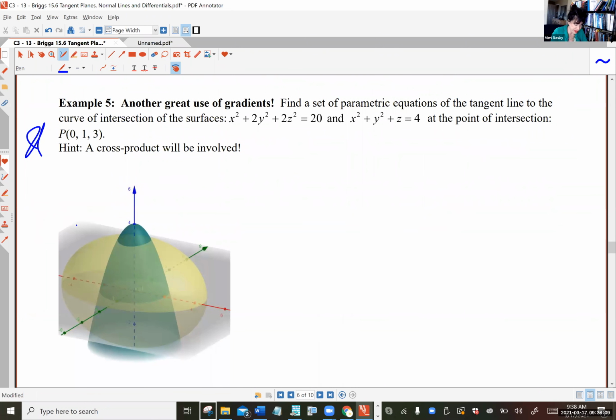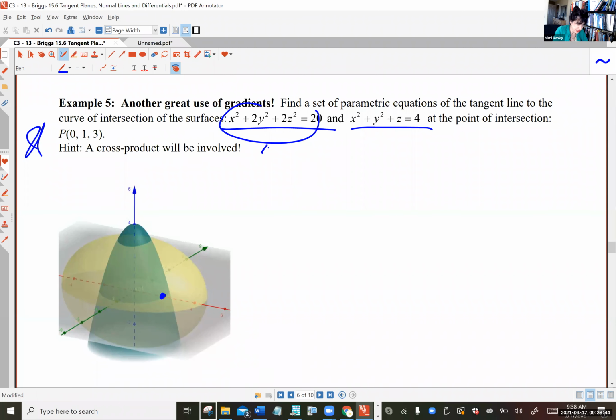So this is a classic. It's where you're given two surfaces. And when these two surfaces intersect, they create a curve, like a trace, if you will, of intersection. And we're going to pick a point that's at the intersection of these two surfaces. And we're going to draw a tangent line to that curve. And then we're going to give the parametric equations for that tangent line. Are you kidding me? No, I'm not. So like the point 0, 1, 3 is probably going to be right about there.